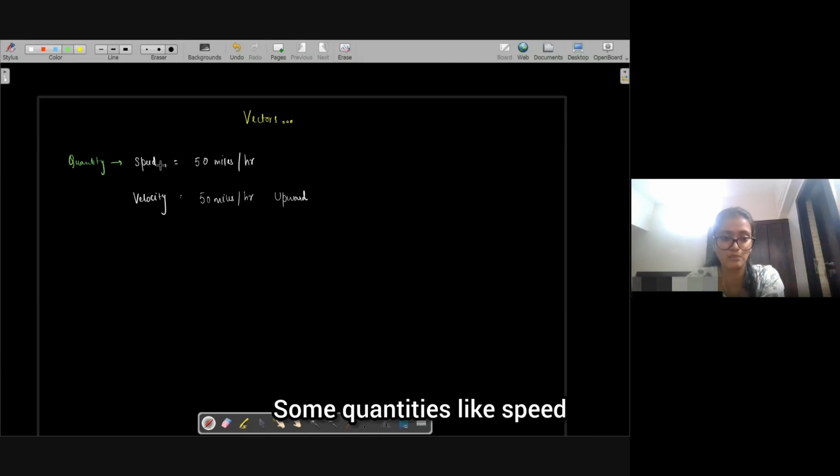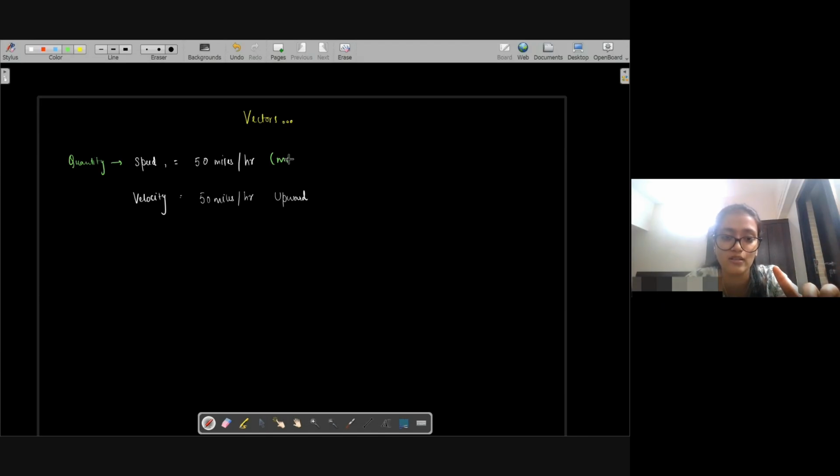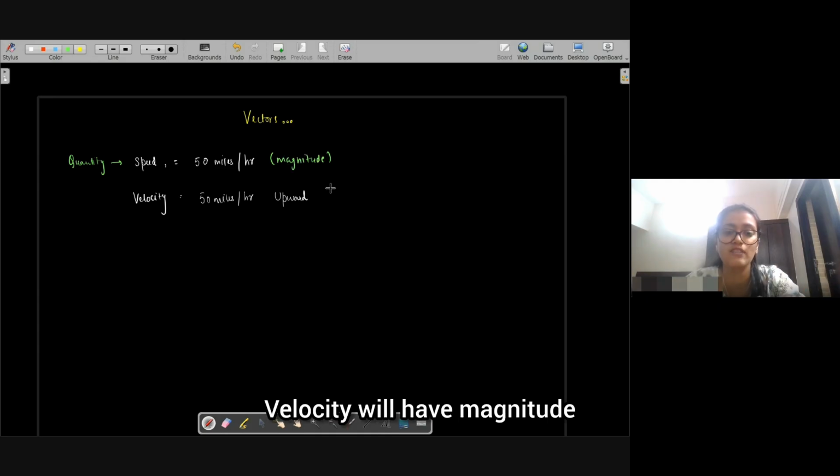Some quantities like speed, speed has only magnitude, so I'll just write magnitude. And then we have velocity. Velocity will have magnitude as well as direction.